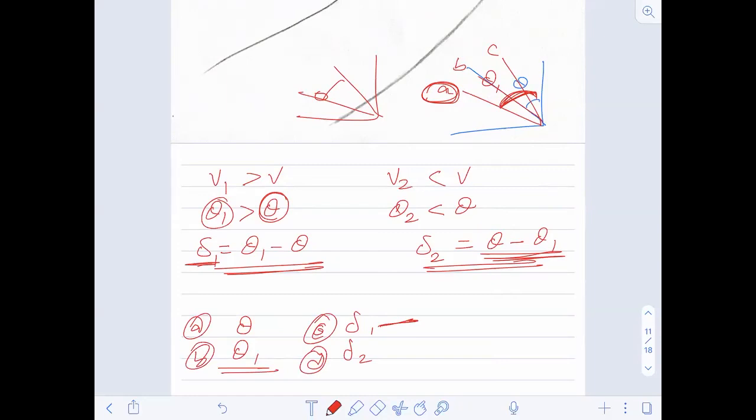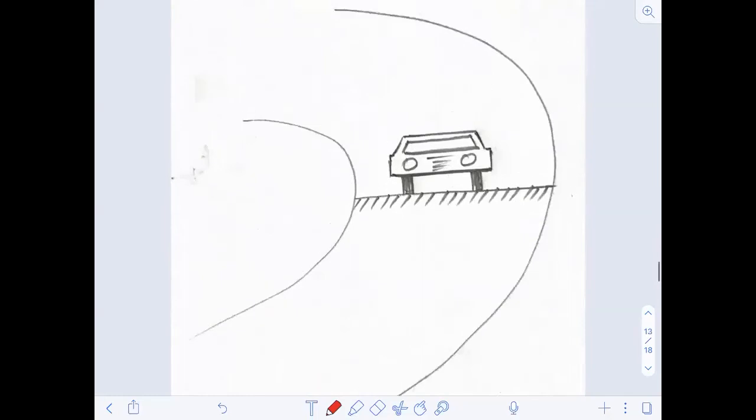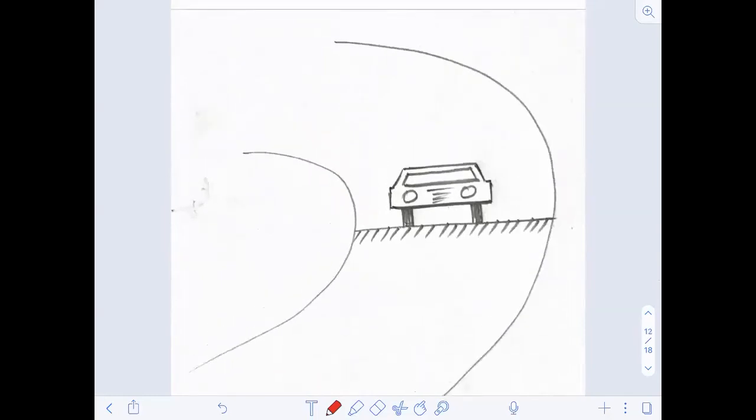So this is all about the turning of a two-wheeler on a banked road. And now this is the third case, turning of a four-wheeler on a flat road. Okay, turning of a four-wheeler on a flat road.